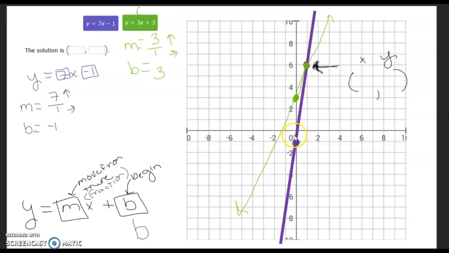So to get there, you begin in the middle, and we went over 1. So my X is 1. And I went up 1, 2, 3, 4, 5, and 6. So my Y is 6. So that is where it wants for your solution. So this would be your answer.